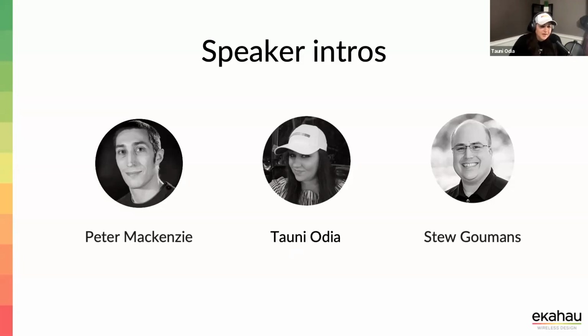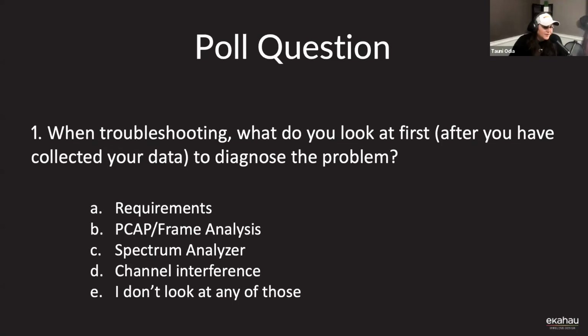Before we launch into our topic, though, as you guys know, in true Ekahau fashion, we have a poll question for you. When troubleshooting, what do you look at first after you have collected your data to diagnose the problem? Do you look at the requirements, the PCAP, spectrum analyzer, channel interference, or I don't look at any of those? Cue my Jeopardy music, Stu. There we go. Awesome. Just another couple seconds here as we roll in. Maybe we should have played the IT Crowd music this time. We should have. I'm going to cue that up for the next one, eh? Yeah.